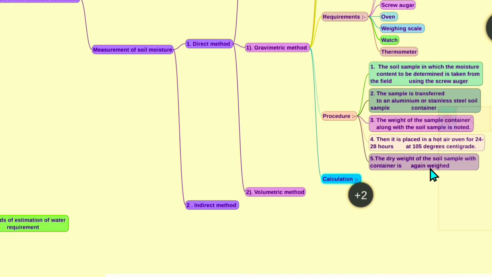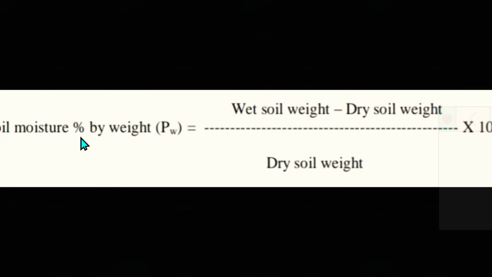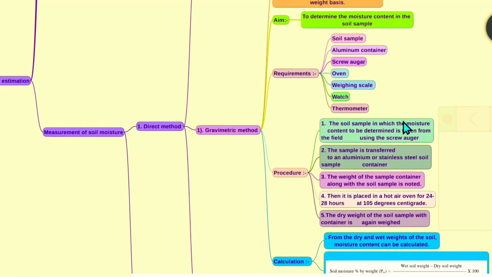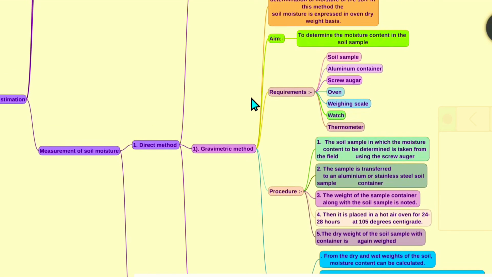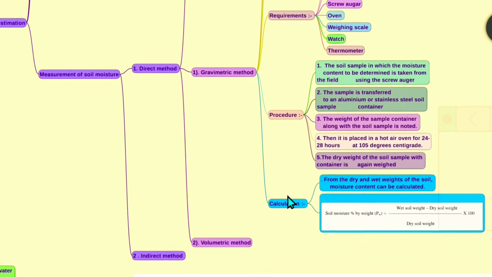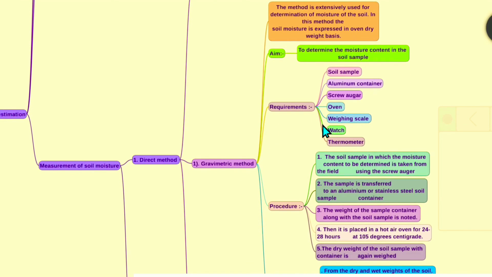And how to calculate the soil moisture content. From the dry and the wet weights of the soil, moisture content can be calculated. We'll see the formula. The soil moisture in percentage by weight, Pw, equals wet soil weight minus dry soil weight, divided by dry soil weight, into 100. It is the formula for calculating the moisture content in the soil sample by using the gravimetric method. It is important and very simple. This is the aim, these are the requirements, this is the procedure, this is the calculation. I will put all the information of this process in a proper manner.